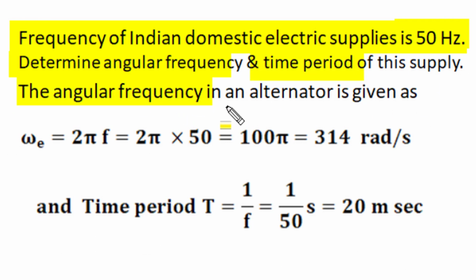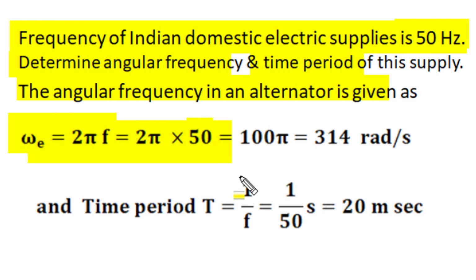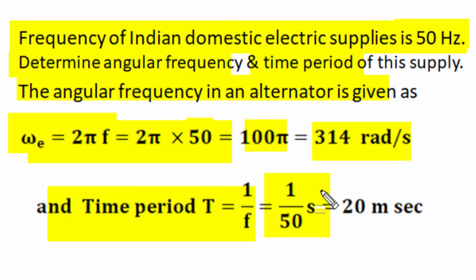So we know the angular frequency of an alternator in terms of linear frequency is given as 2 pi f, and when f is considered as 50 cycle per second, the angular frequency comes as 100 pi radian per second, and in place of pi if we take 22 by 7, the angular frequency comes nearly 314 radian per second. So for 50 Hz Indian power supply frequency, the angular frequency is 314 radian per second, and vice versa. Now the time period of this supply is the inverse of frequency, that is 1 by 50 second, and in millisecond it comes as 20 millisecond.